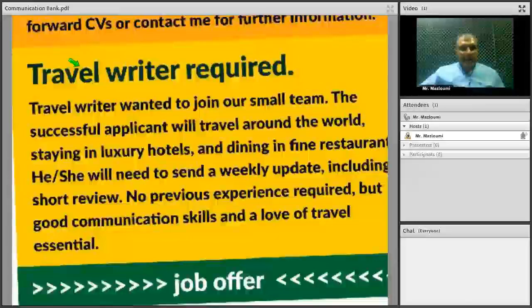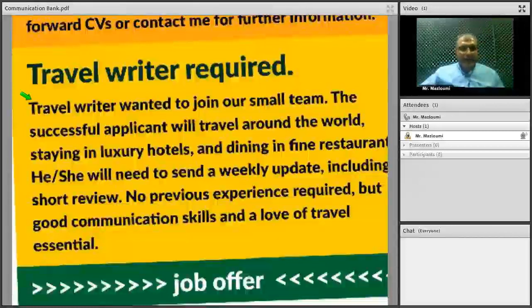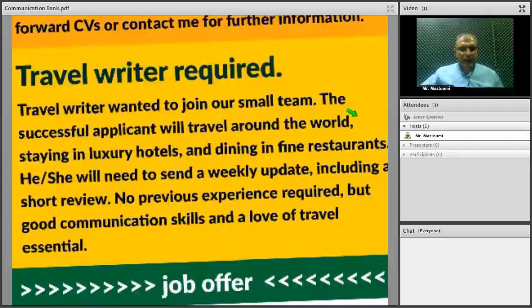And the last one, travel writer required. Travel writer wanted to join our small team. The successful applicant will travel around the world, staying in luxury hotels and dining in fine restaurants. He or she will need to send a weekly update, including a short review. No previous experience required, but good communication skills and a love of travel essential.